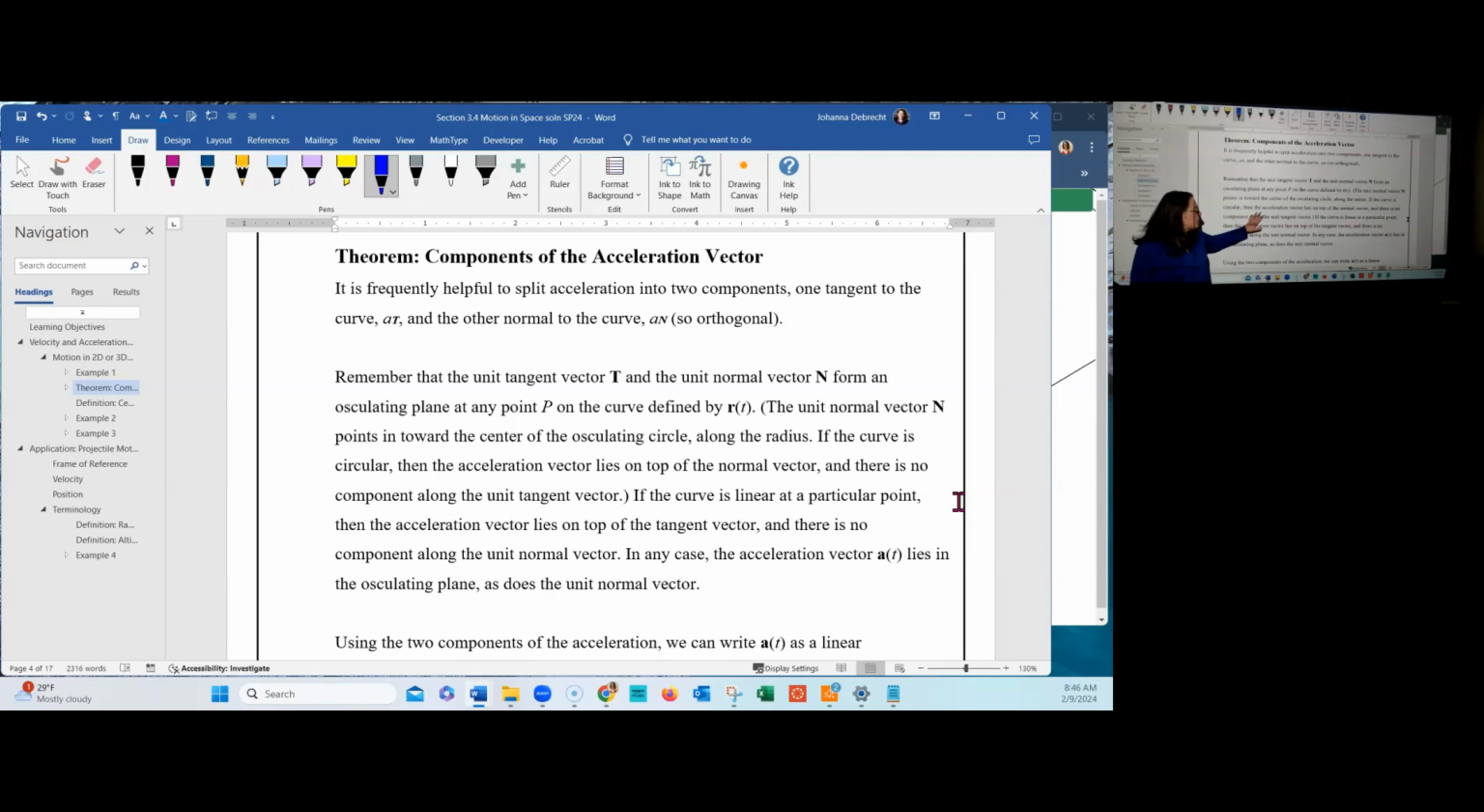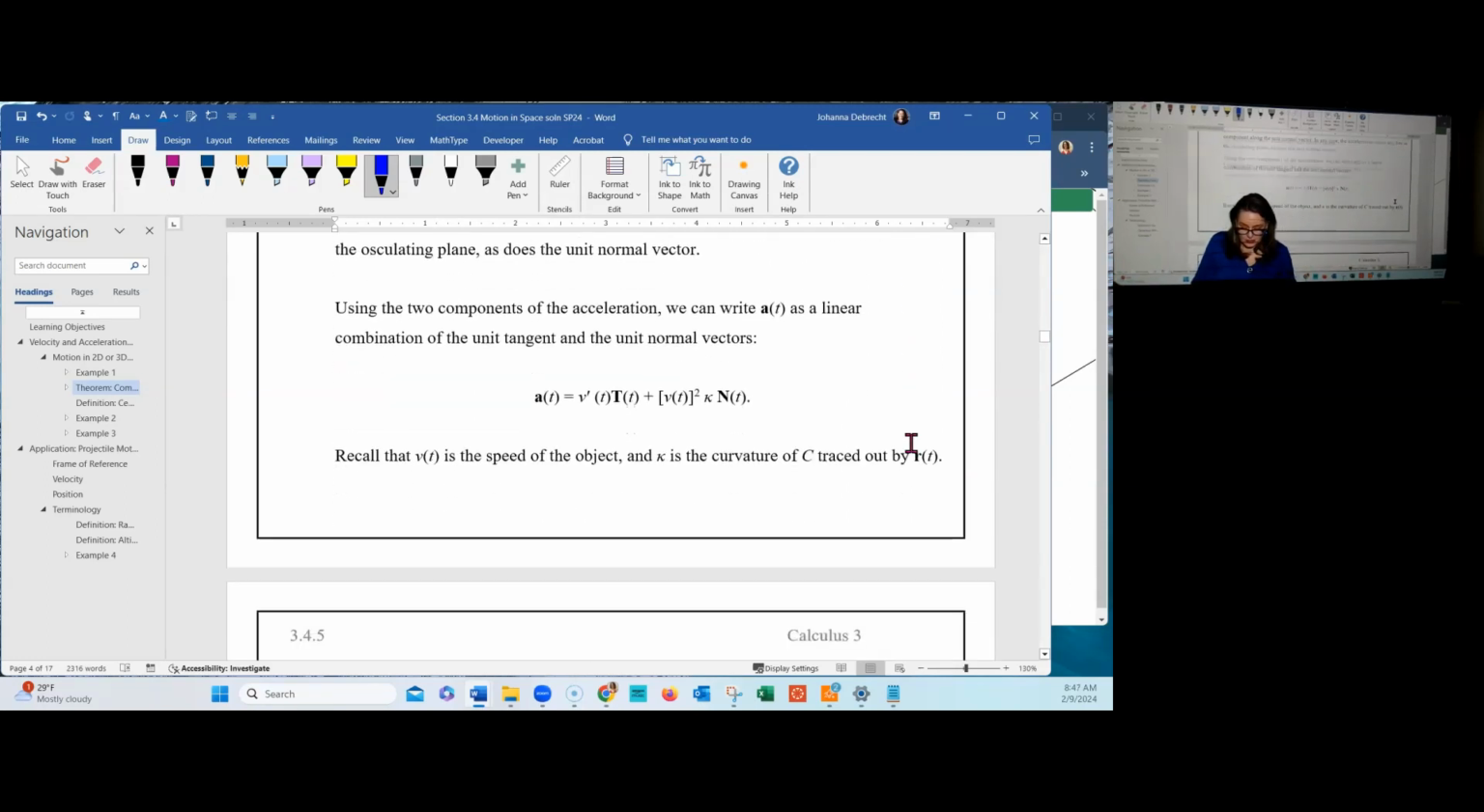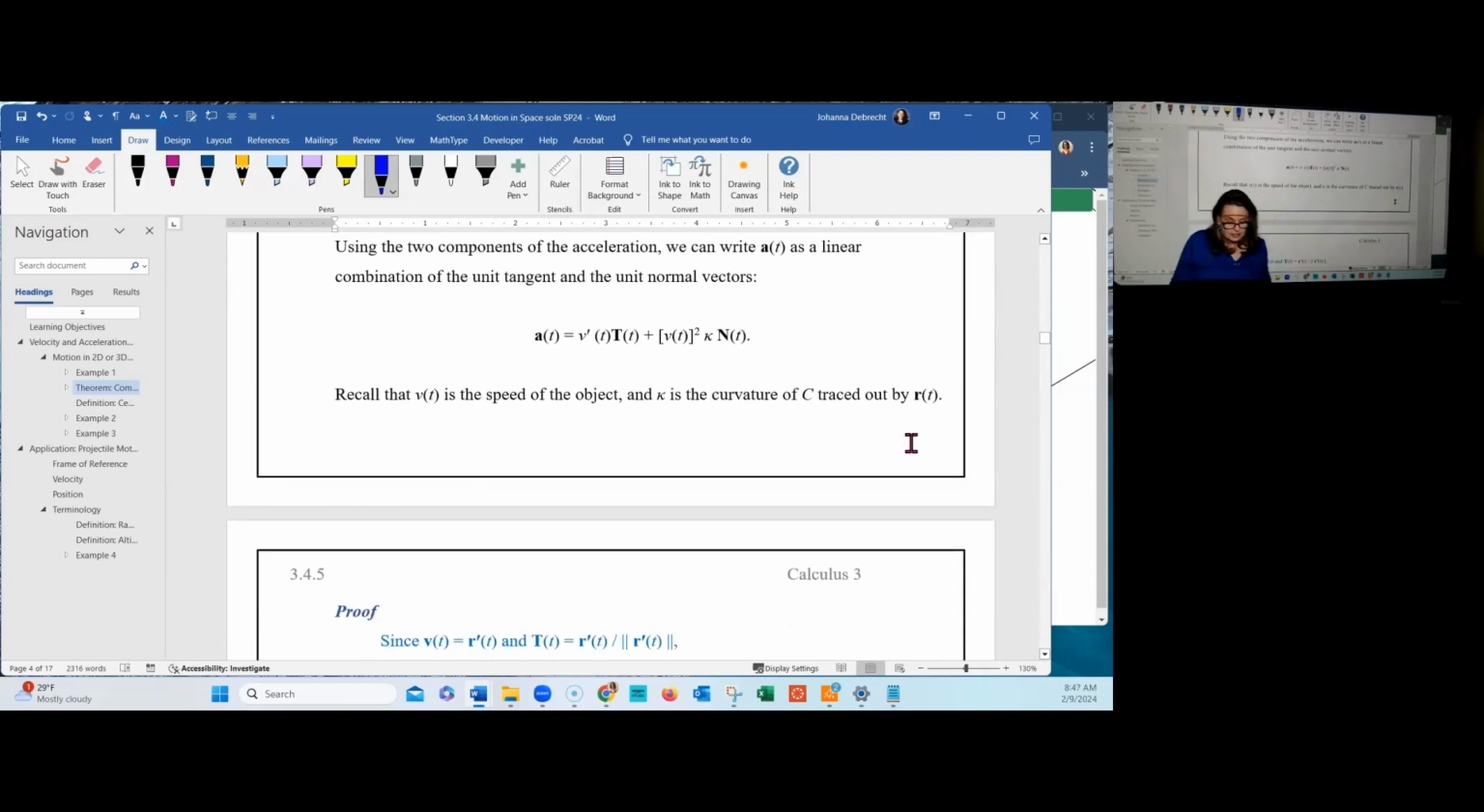If the curve is circular, as in the previous section, the acceleration vector lies on top of the normal vector, and there will be no component along the tangent vector. If the curve is completely linear at a particular point, then the acceleration vector lies completely on top of the unit tangent vector, and there's no component of it in the unit normal direction. Let's go ahead and use these two components of acceleration to represent our acceleration as a linear combination of the unit tangent and the unit normal vectors.